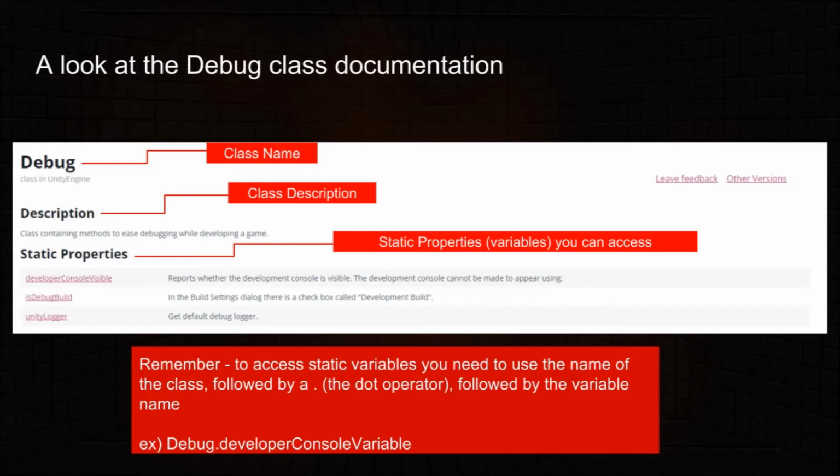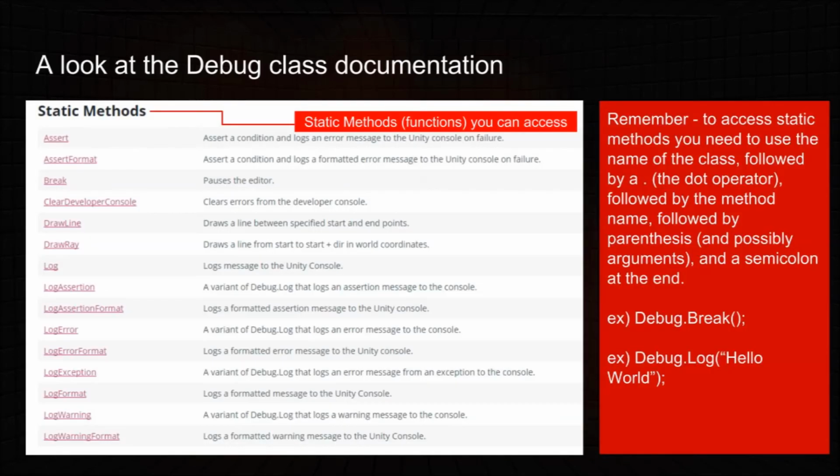One key to note is that in order to access static variables, you need to reference the name of the class, then use the dot operator, and then type the variable name. Next up, you will see all of the methods that this class provides us. Remember, you need to add parentheses and possibly arguments to the end of the function calls. Here are two examples of how you can call these functions in your code.